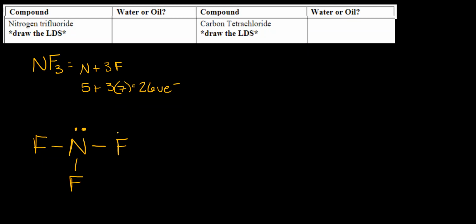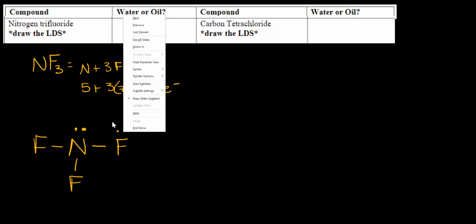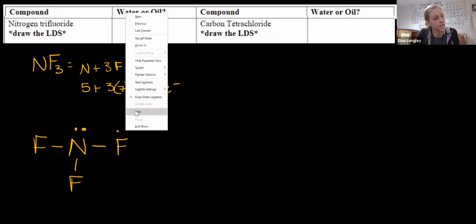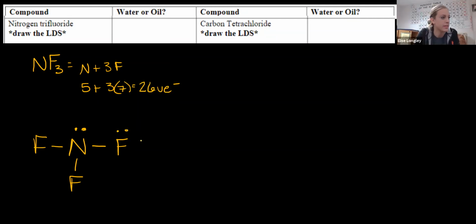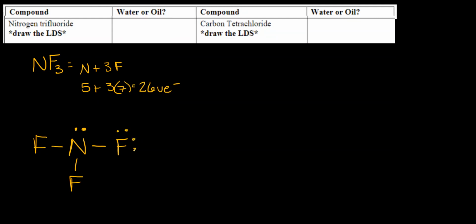And then for each fluoride, you do dots all around them. Yep. So how many total dots? How many dots total would it be? 6. So each fluorine will get 6.